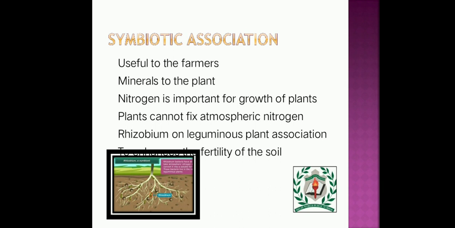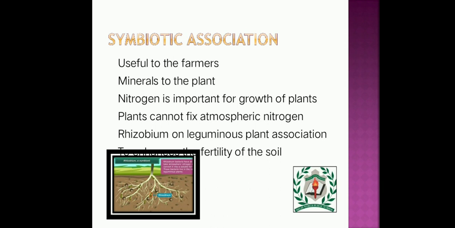How does this symbiotic association help to replenish the soil? Replenish the soil means it helps make the soil fertile again and again. How does it happen? Let's have a short discussion on this. Dearies, symbiotic association is extremely helpful to the farmers. Soil provides many minerals to the plant such as phosphorus, potassium and nitrogen. Among all the nutrients, nitrogen is very important for the growth of plants as well as for the synthesis of proteins.